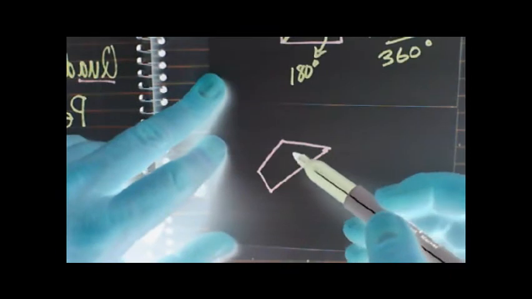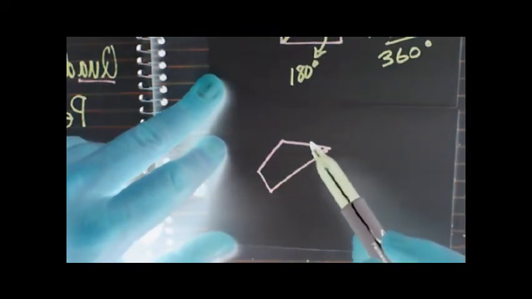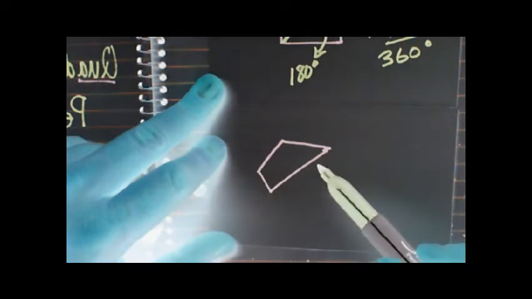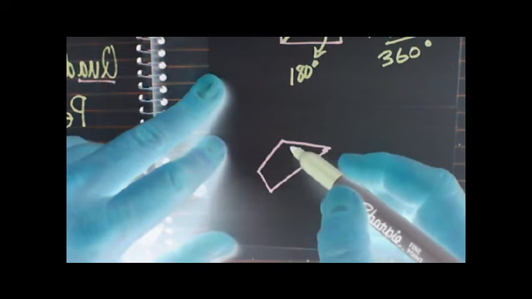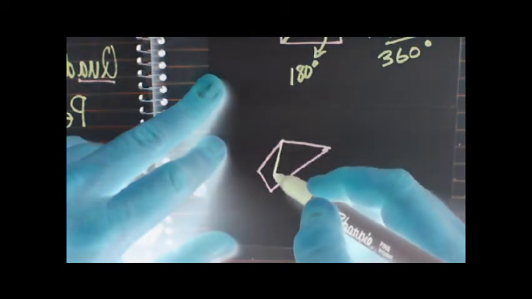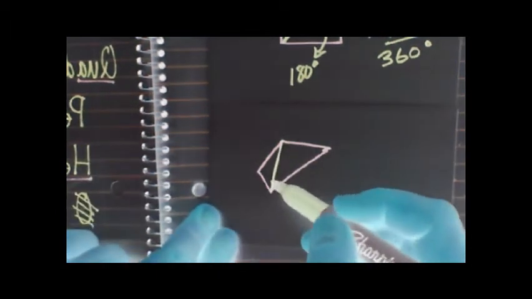Okay, well, I believe you so far, Mrs. Pritchard, but what about this odd-shaped quadrilateral? It's got 4 sides, it's a quadrilateral. Can I still cut this one into triangles? Well, the answer is yes. So all I have to do is take and bisect it and cut it into 2 triangles.